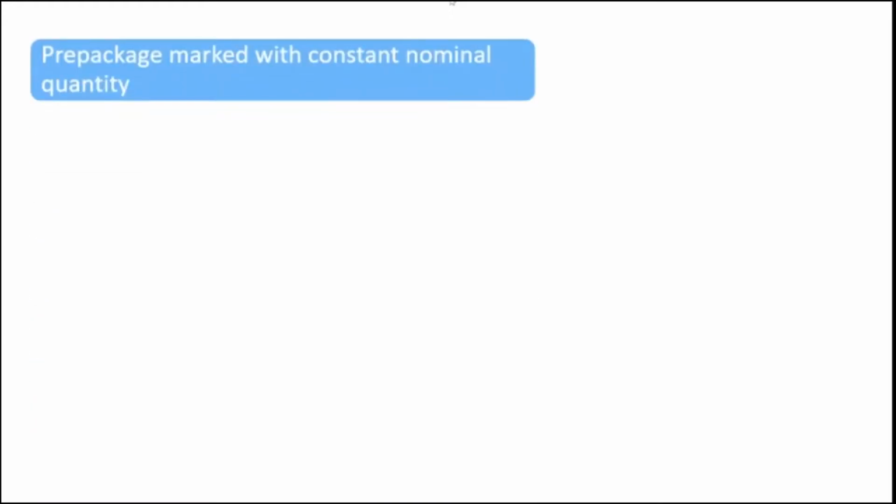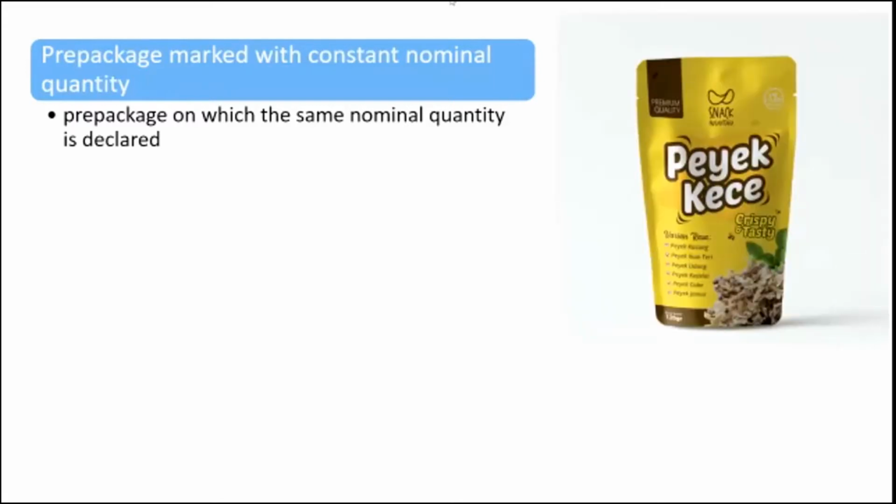So we know that there is a constant nominal and there are variable nominal quantity. So this, what is prepackaged marked with constant nominal quantity, is a prepackaged on which the same quantity is declared. So all the prepackaged has the same quantity. This is some example.